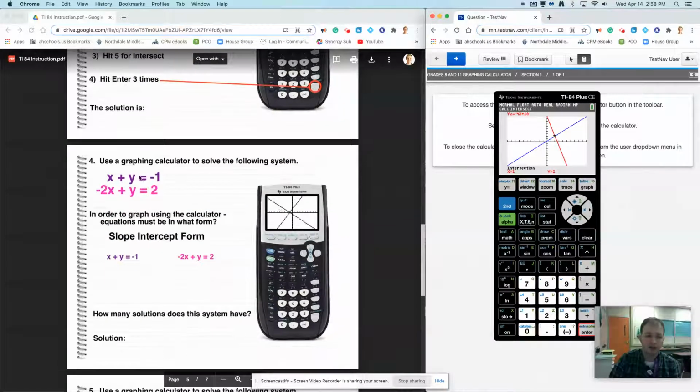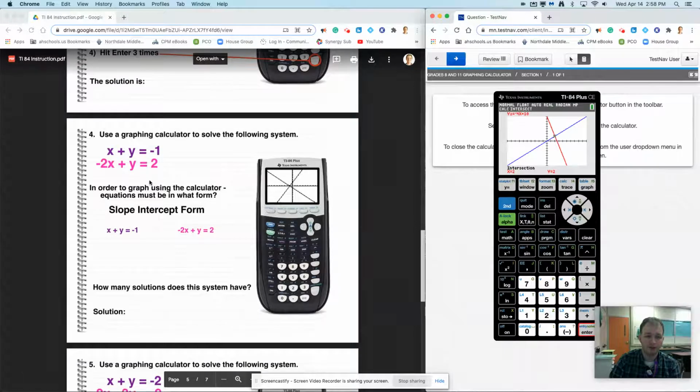Now we're going to use the graphing calculator to solve the following system here. But this is not in y equals. So I need to convert this equation into y equals. So I'm going to go back to my y equals, because this graphing calculator does not allow you to just type it in as it sits. You have to convert it.